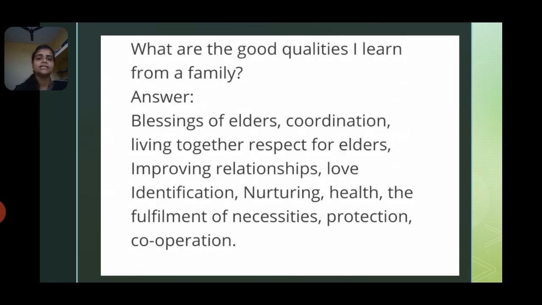What are the good qualities I learned from the family? Yes, we already studied that we learn different good qualities from our family. What will we learn? We will learn the blessing of elders, coordination, living together, respect for elders, improving relationships, love, identification, nurturing, health, the fulfillment of necessities, protection, and cooperation. We will learn all these from our family, which will help us in our future.